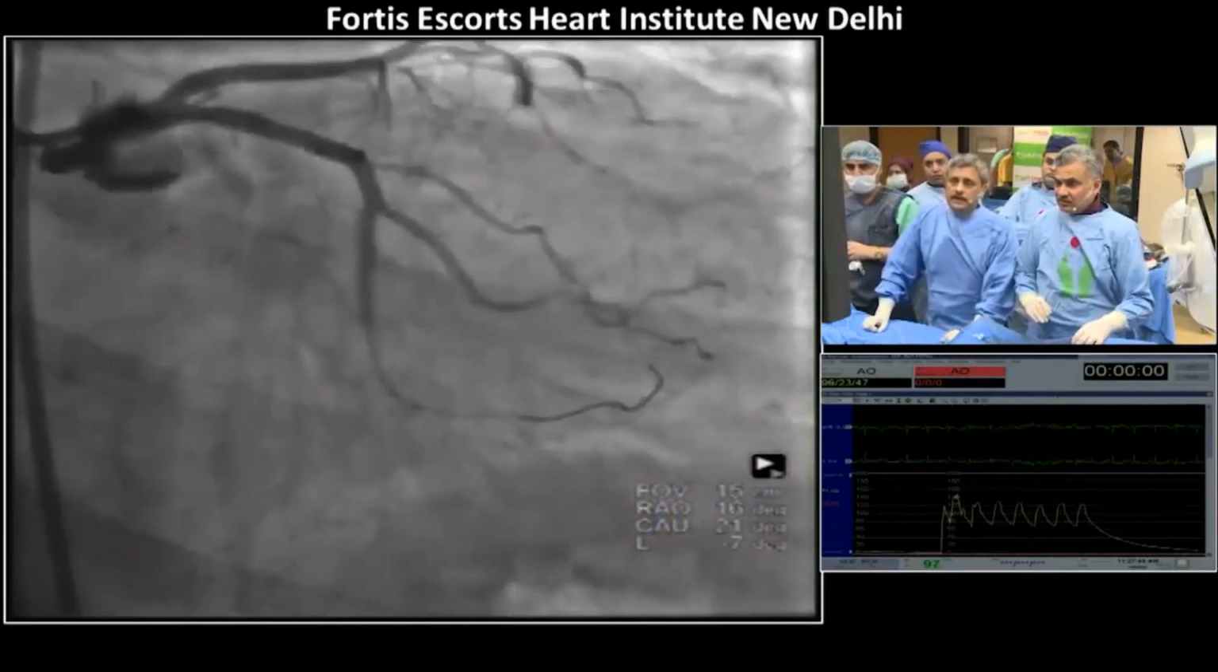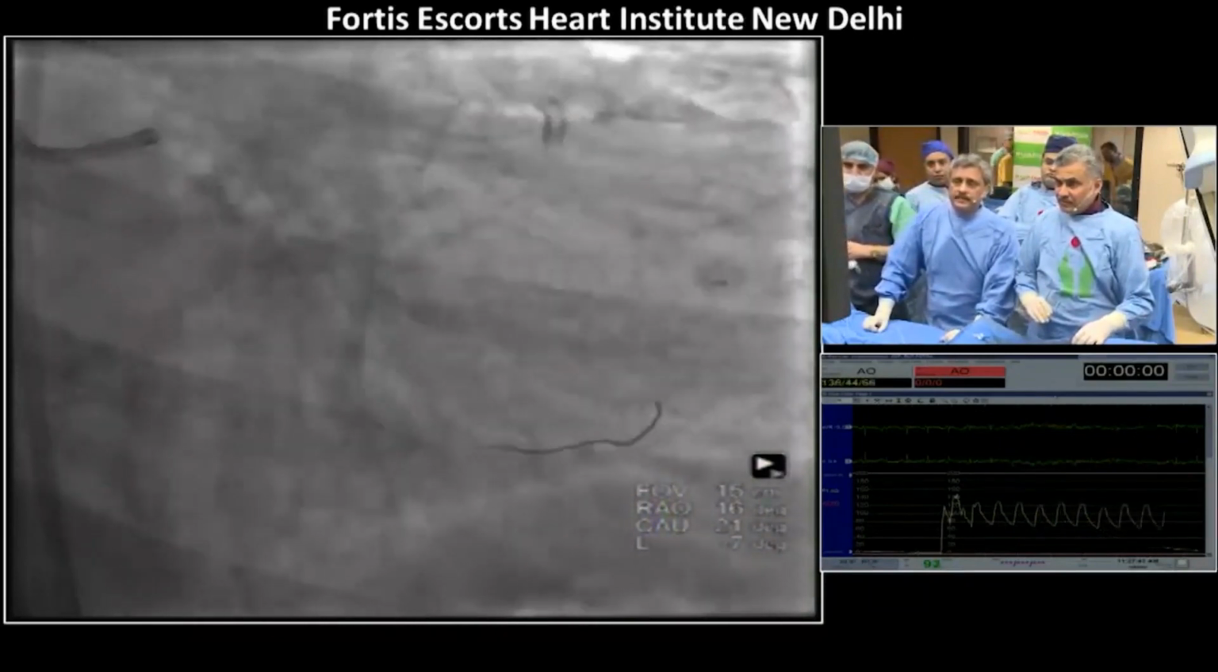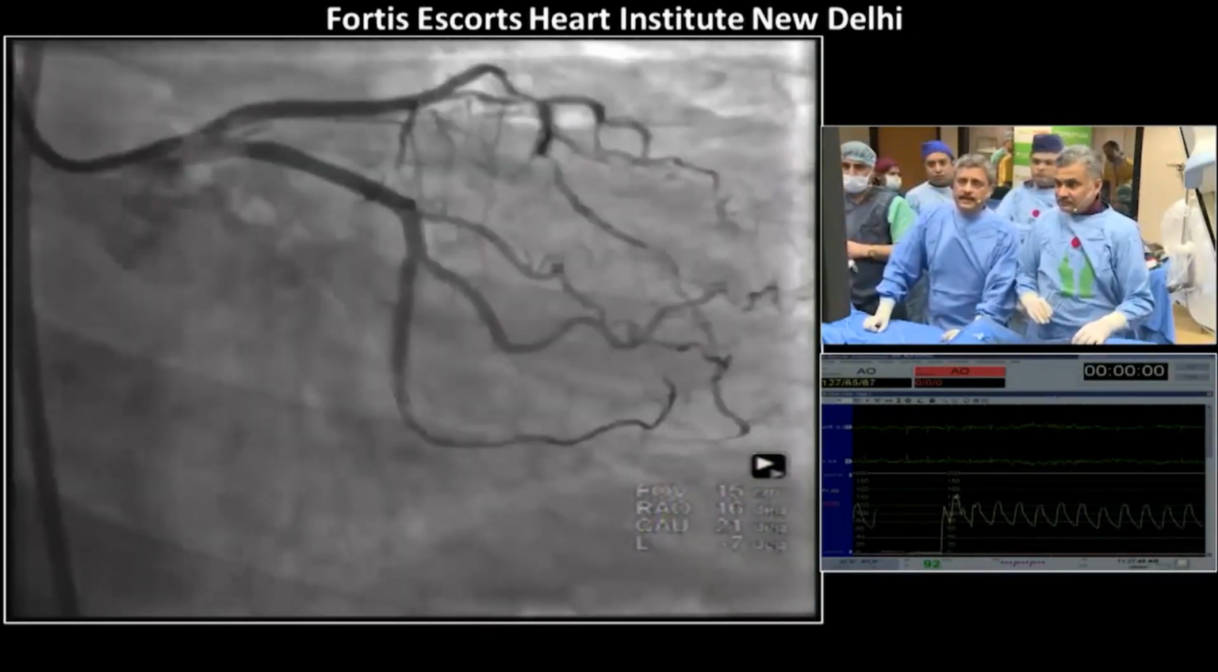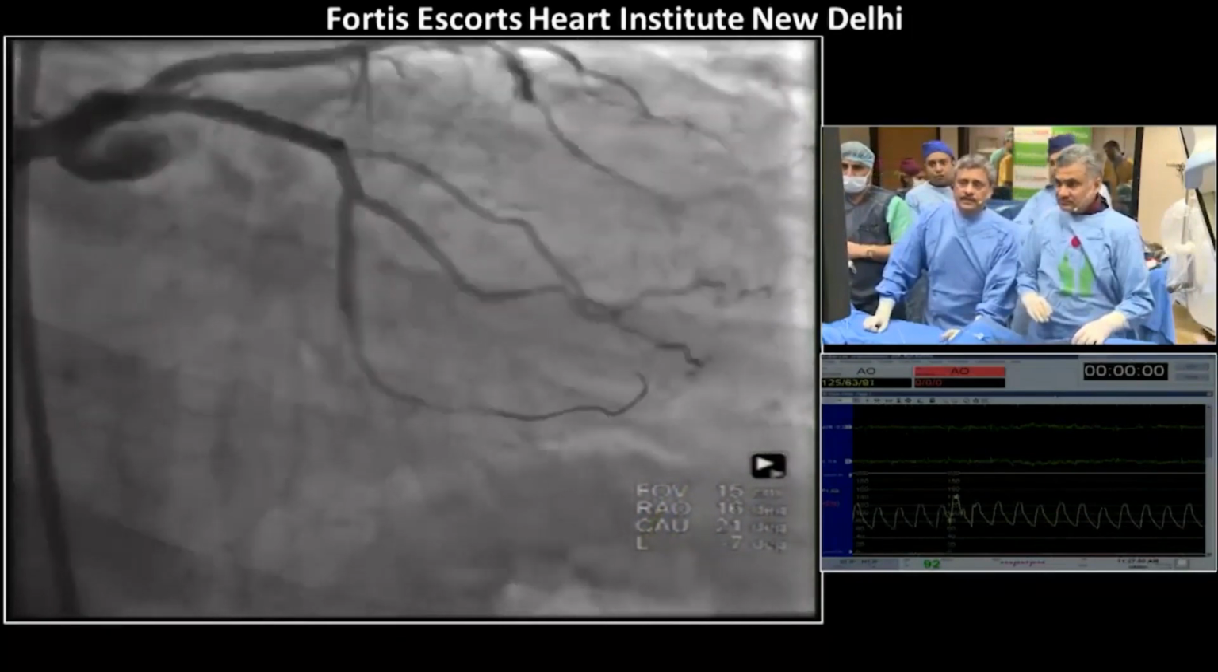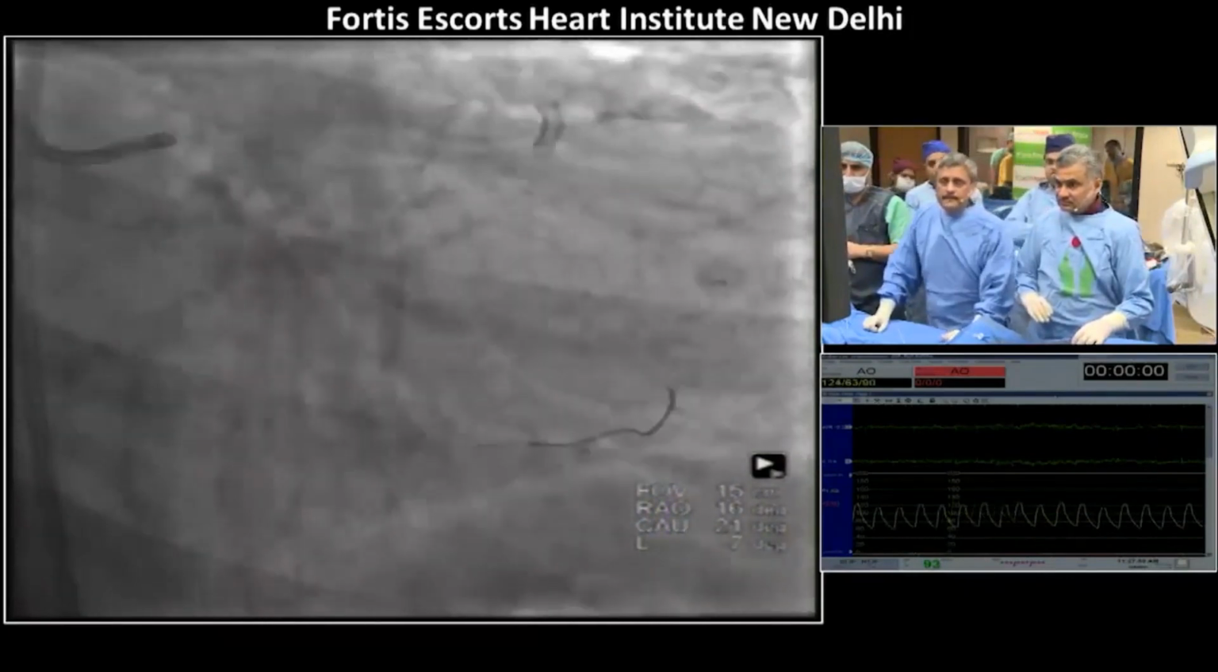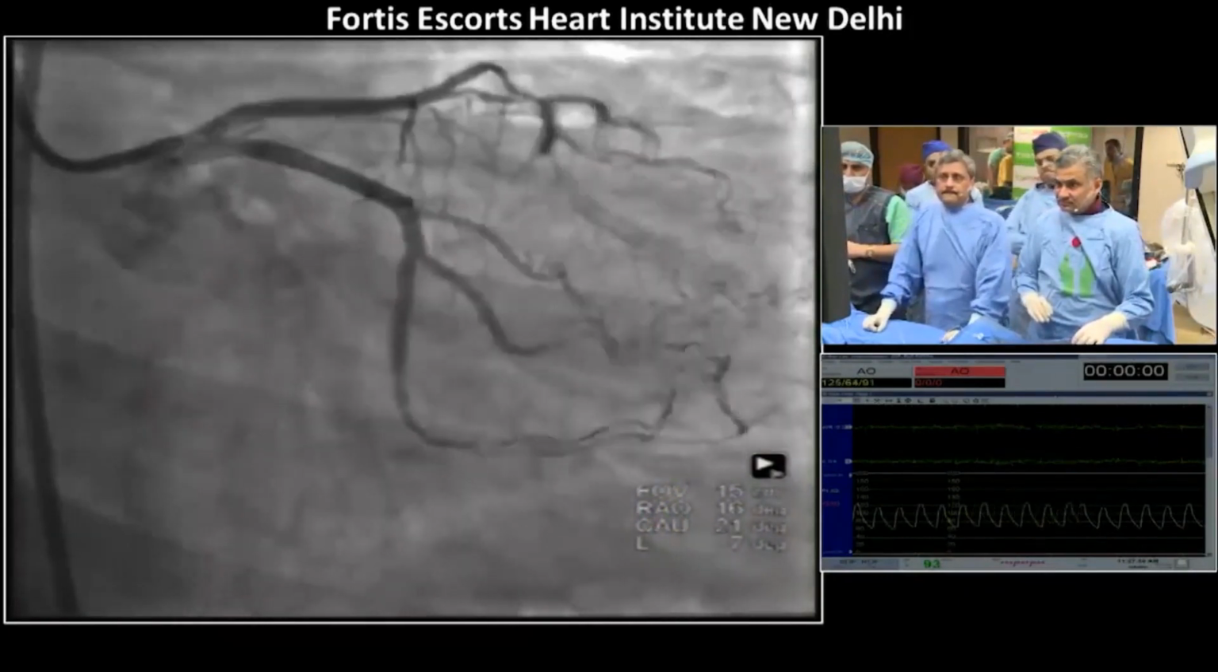So the distal old stent is still under expanded. You can see some haziness over there and some dissection beyond the edge of this old stent. I'm not sure I would dilate any more down there.